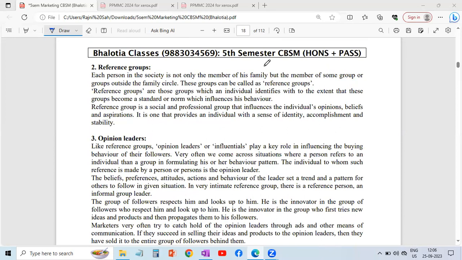Now moving on to the next point, reference. Each person in society is not only a member of a family, but also a part of reference groups, the family circle, the friend circle. Like what I told you, you are known by the company you keep. So if you have friends who are real troublemakers, everyone would have felt at some point in their life that their parents would not like some of your friends, even after you convincing them a lot that they are good. Has that ever happened?